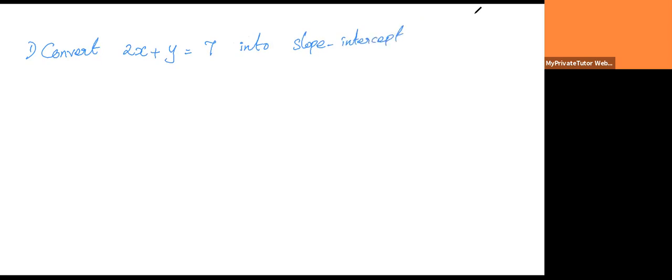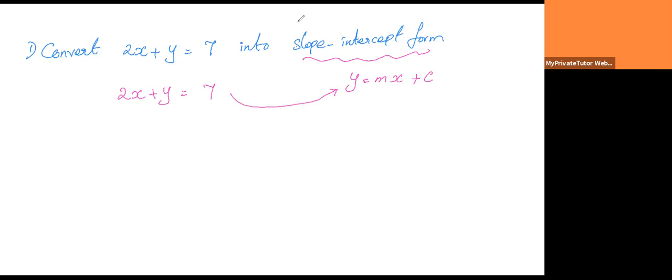Slope-intercept form. How do you convert? I think maybe all of you have some ideas. Let me explain the first one though: 2x plus y equals 7. What is slope-intercept form? It is y equals mx plus c. Am I correct? So just try to convert the given equation into this form.